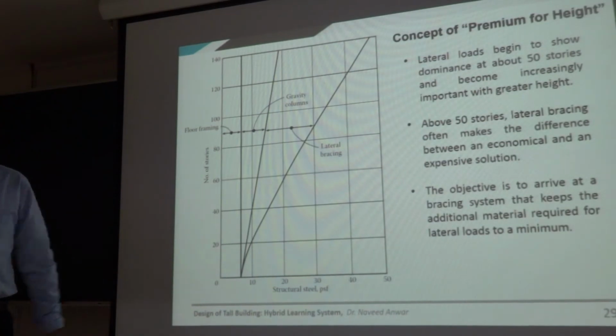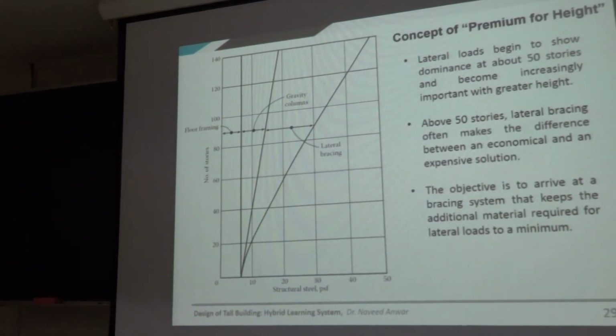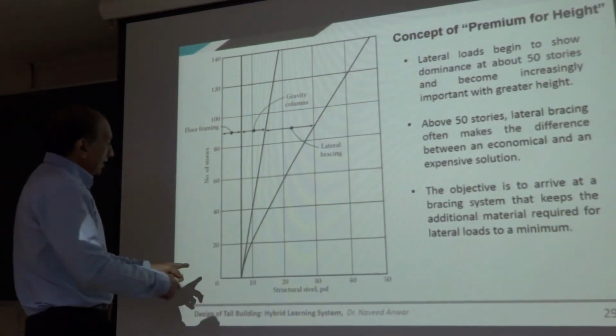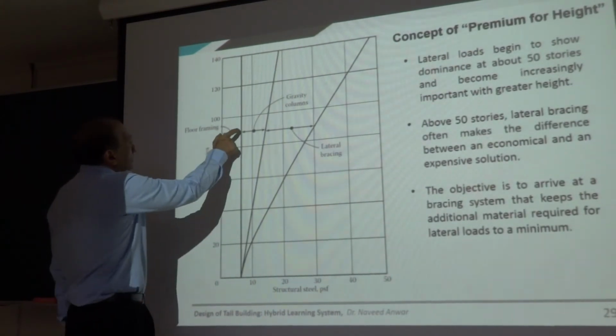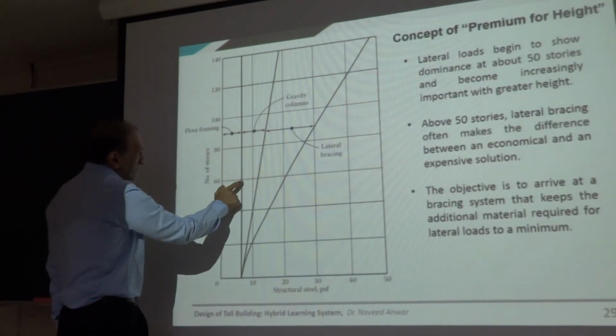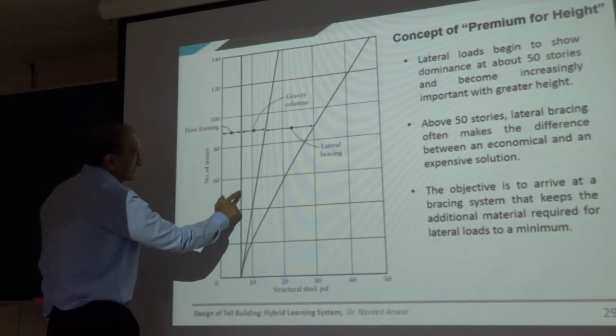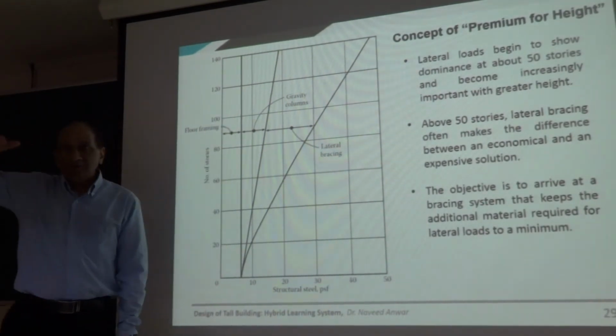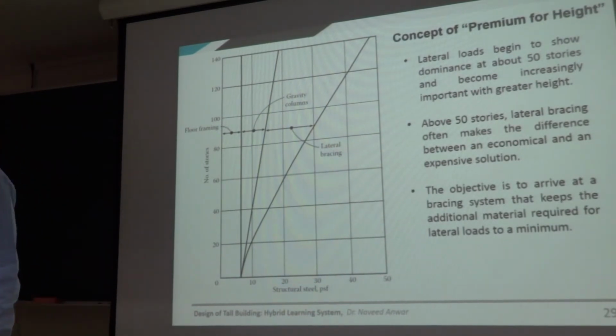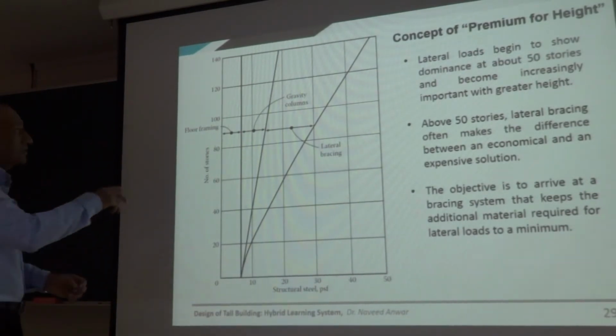Now please look at this graph and try to see what we are saying. This is the floor framing, which is constant, right? Every floor, we assume it is designed for its own gravity. It doesn't matter whether you have 10 floors, 1 floor, 100 floors. The cost of one floor framing, we assume, remains the same because we are not linking it with anything else, right?